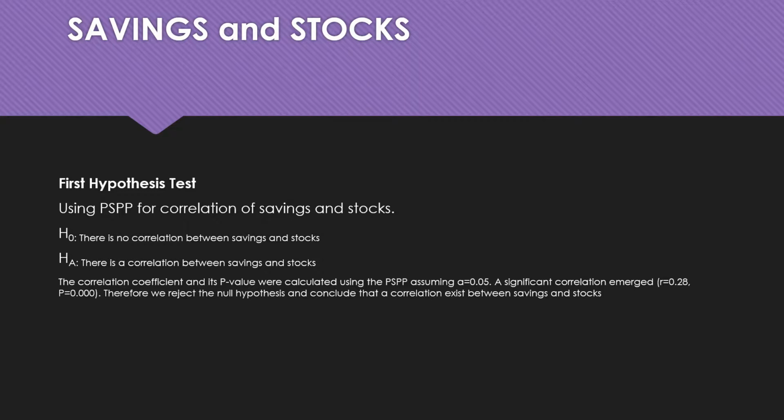The correlation coefficient and its p-value were calculated using the PSPP, assuming alpha is equal to 0.05, and there was found to be a significant correlation when everything was imported and calculated using the PSPP. Therefore, we reject the null hypothesis and conclude that a correlation exists between savings and stocks.